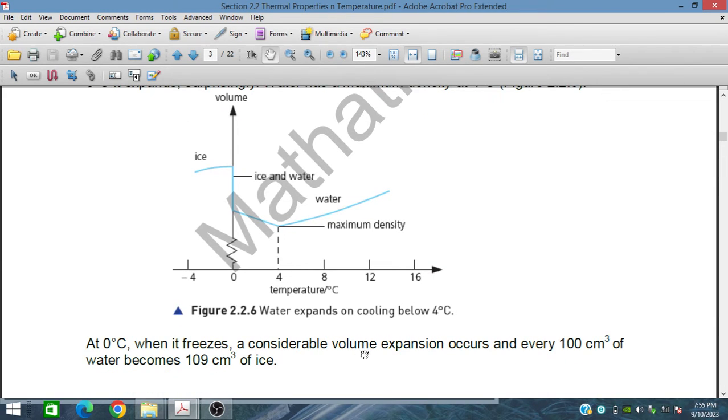A considerable volume expansion occurs. So every 100 centimeter cube of water becomes 109 centimeter cube. So the volume of ice is 9% higher than that of liquid water.